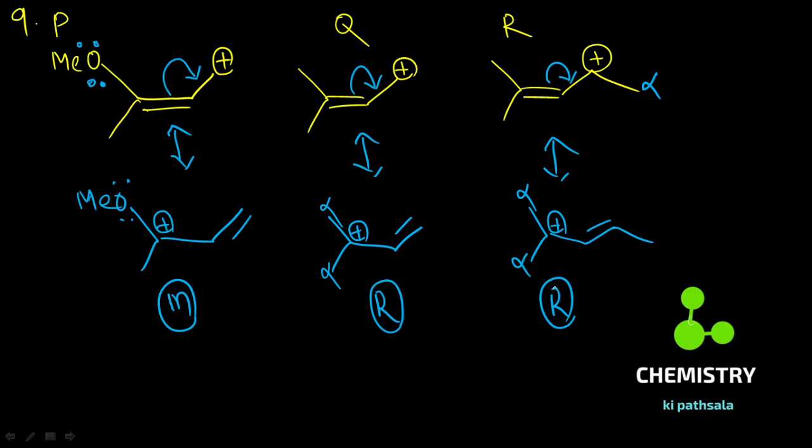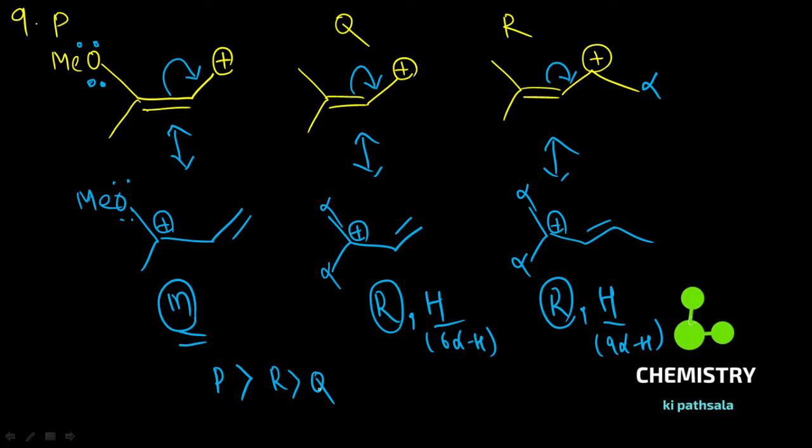But the extra factor which differentiates between them is that P is the more stable carbocation because of the mesomeric effect. Between Q and R, you will find hyperconjugation is the common factor, but the difference is that here the number of alpha hydrogens is 6, but here the number of alpha hydrogens is 9. Therefore, you will find the stability of carbocation P is dominant over R, and R is dominant over Q. So this is your answer.